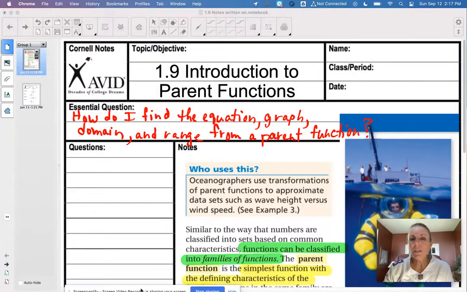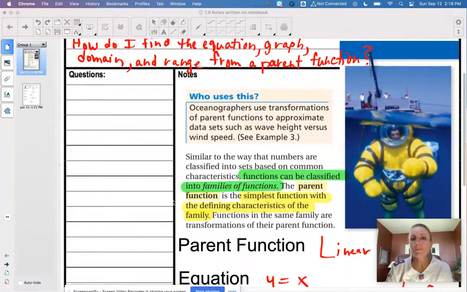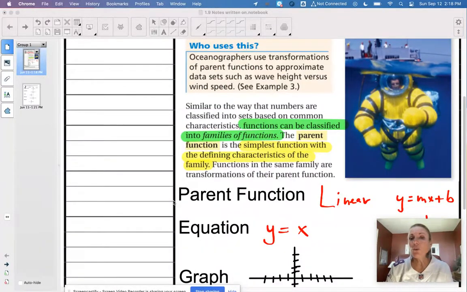Please watch this video and take notes very carefully because on the test for Chapter 1, you will have to recreate the different parent functions and be able to determine what is the equation and what the graph looks like. Who uses this? Oceanographers use transformations of parent functions to approximate data sets such as wave height versus wind speed. We're not talking about transformations in this lesson, but we will be down the road.